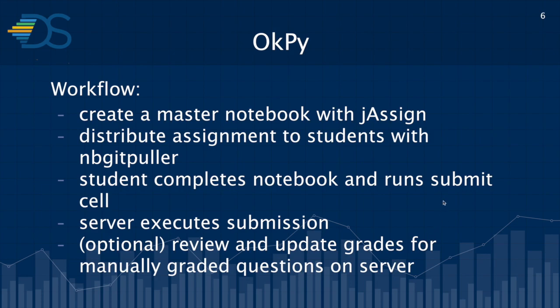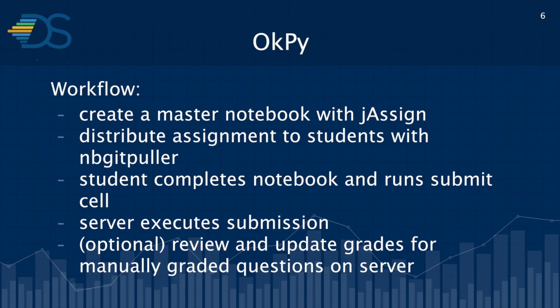The general workflow for an instructor using OKPY as a grading platform is to start off by creating a master notebook with jassign. And the master notebook is essentially a Jupyter Notebook format that puts all of the required information into one file, which a tool called jassign then will parse and generate the distribution versions of notebooks. So what this master notebook contains is all of the questions for the assignment, the solutions, and then cells that contain hidden and public tests.